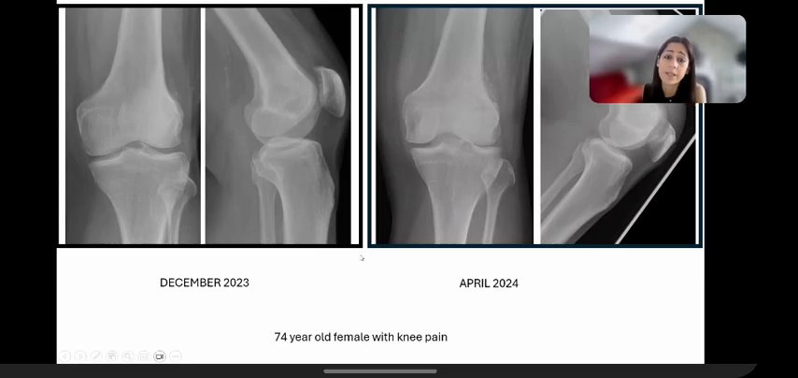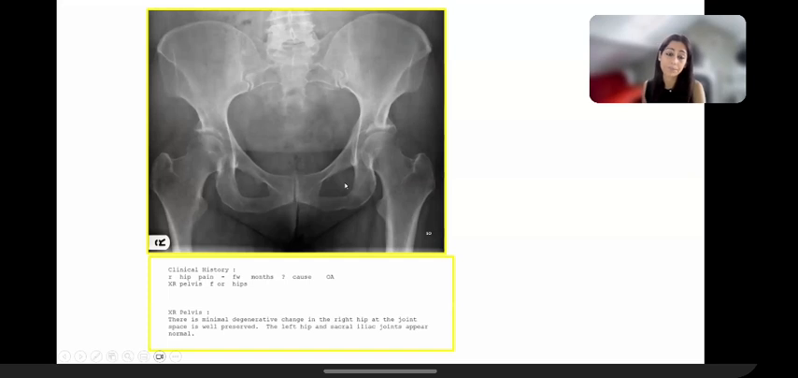So always be very, very careful, especially at the end of the day, when you're just reporting a plain radiograph, especially knees. Mostly it would be osteoarthritis, but every once in a while, you might actually find something that can be life-saving.